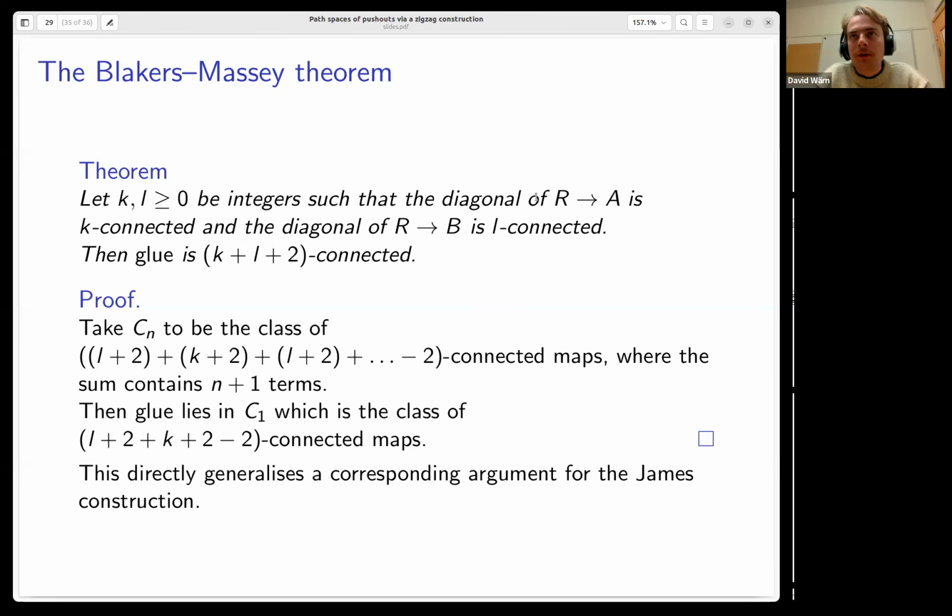So the theorem says something about if you assume that you have a span A ← R → B, where both projections R to A and R to B have some known connectivity levels. So R to A we assume is k-connected, and R to B we assume is l-connected. Then the conclusion is that glue also has some connectivity level. And this is basically what we get by taking C_n to be the successor of connected maps for some appropriate h-level, using the fact that connected maps are closed under pushouts and this join connectivity result, which says that the connectivity of a join increases with the connectivity of each factor.